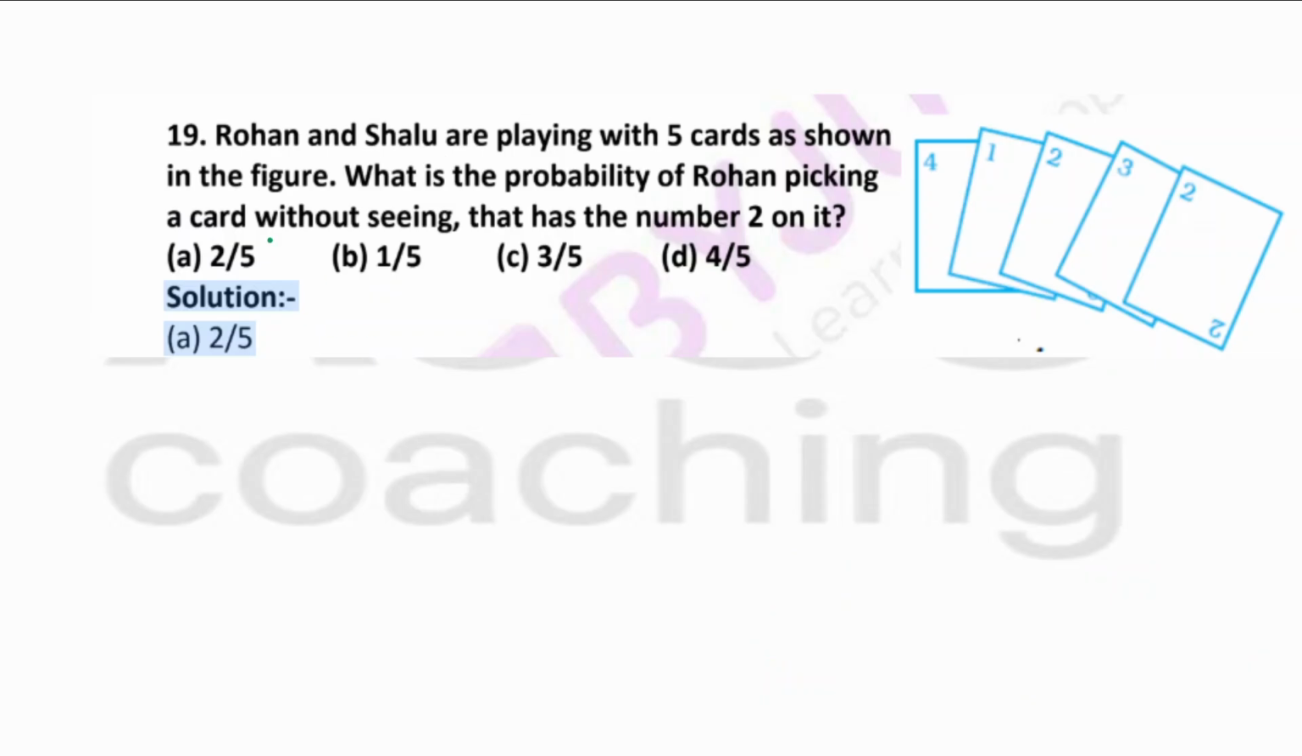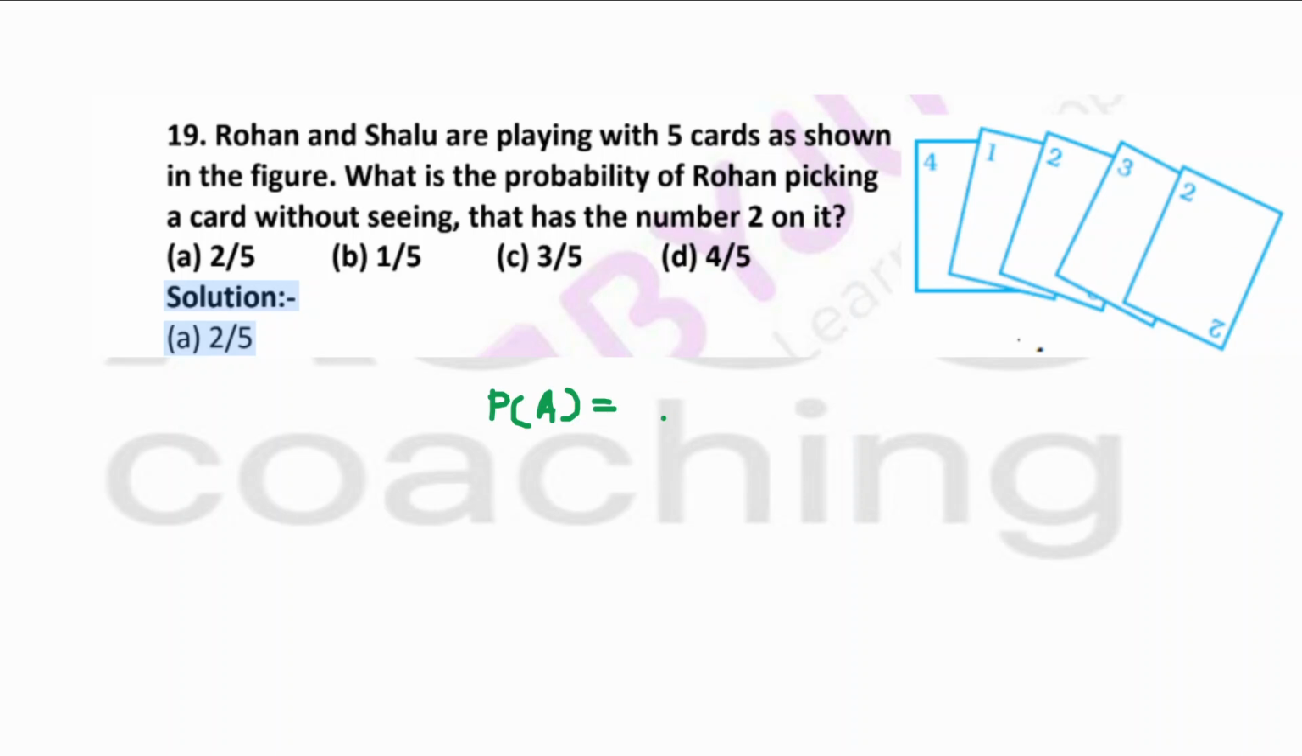Resume. Okay, let us look into the solution. Rohan and Shalu are playing with 5 cards. Okay, 5 cards are there as shown in the figure. What is the probability of Rohan picking a card without seeing it that has the number 2 on it? Okay, so total is 5. Probability of the event A. Event A is Rohan picking a card without seeing it. What is the probability that the number is 2?